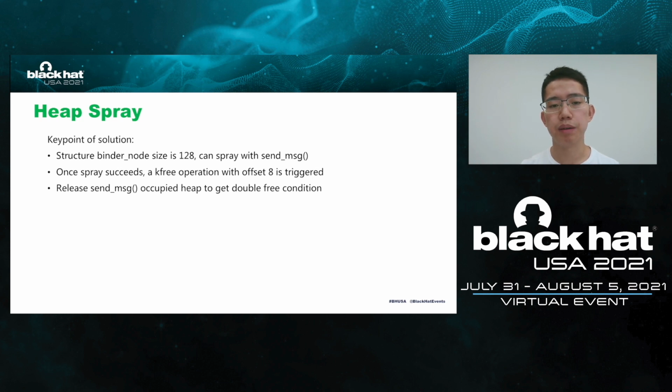As for the heap spray method, we use sendmsg. Once the heap spray is completed, a kfree operation with an offset of 8 will be triggered. And if we release the slab copied by sendmsg, we can build a double free scene.